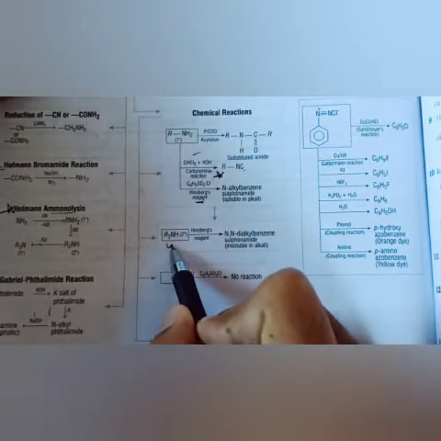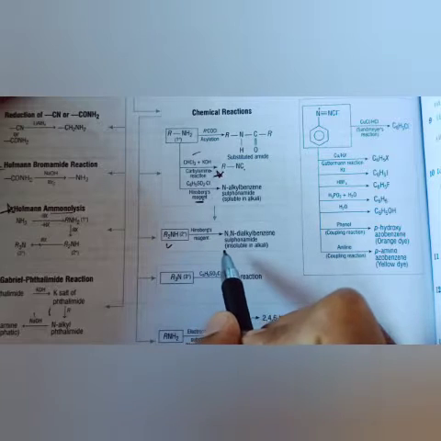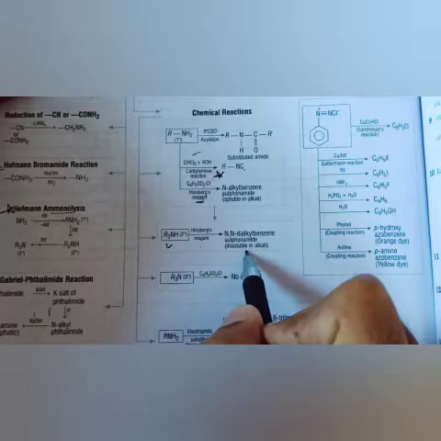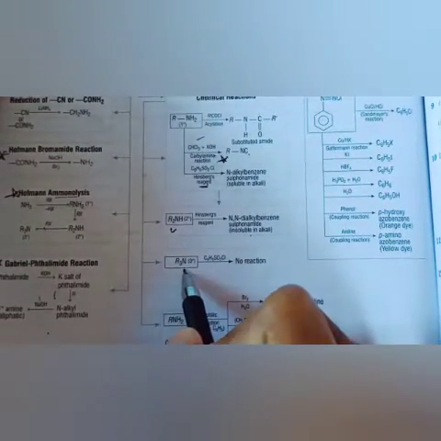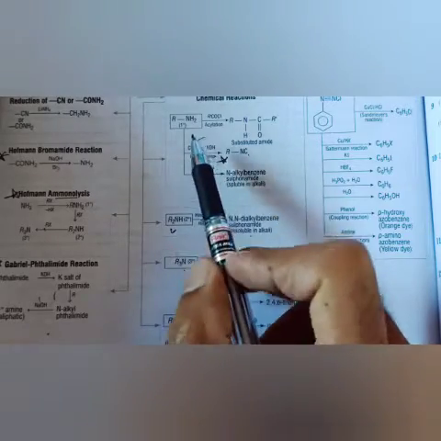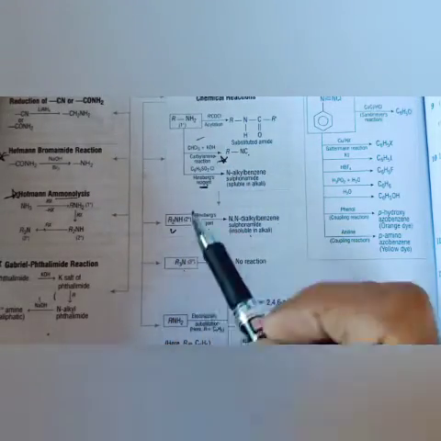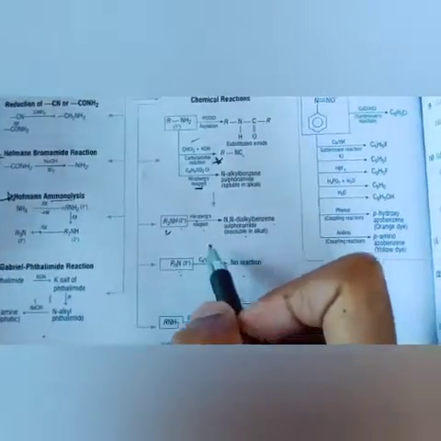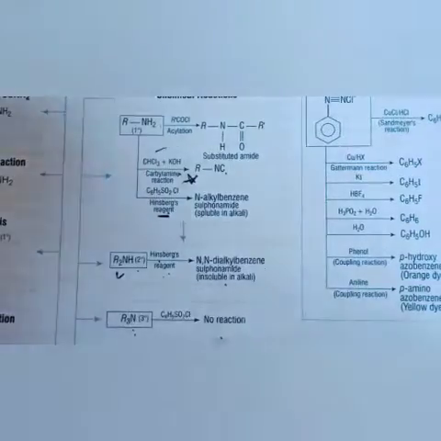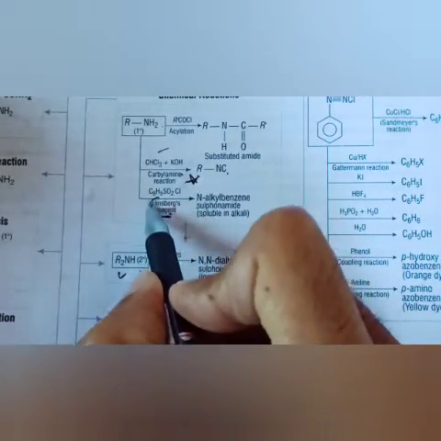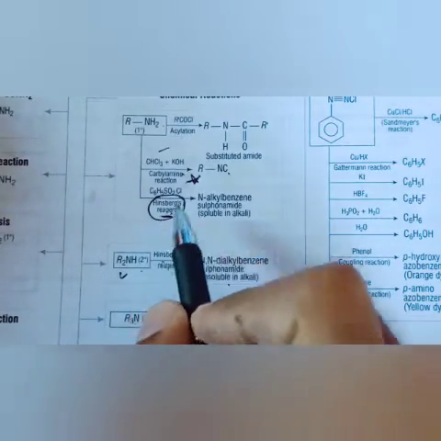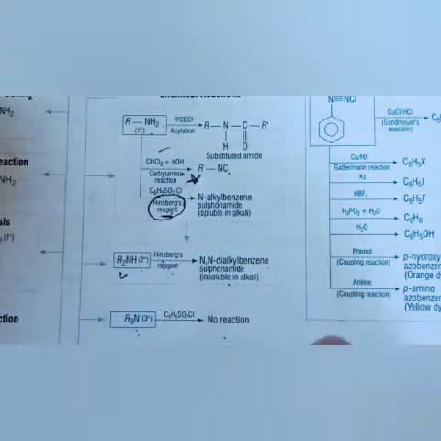Then secondary amine, when it reacts with the Hinsberg reagent, will give a dialkyl sulfonamide, which is insoluble in alkali. Then if we talk about tertiary, there is no reaction. So the Hinsberg reagent is a test of whether the amine is primary, secondary or tertiary, like the Lucas reagent we use to test whether an alcohol is primary, secondary or tertiary. In a similar way, dear students, I am going to draw your attention here: the Hinsberg reagent is used to identify whether the amine is primary, secondary or tertiary.